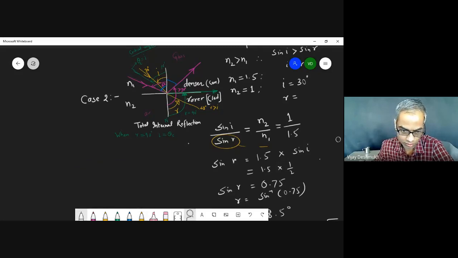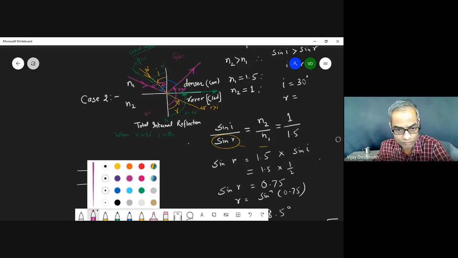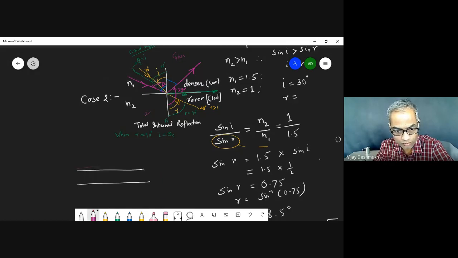So just extending this figure, suppose we have the core here, and just beside this we have the clad. Obviously this is 3-dimensional, and we are taking the longitudinal section.